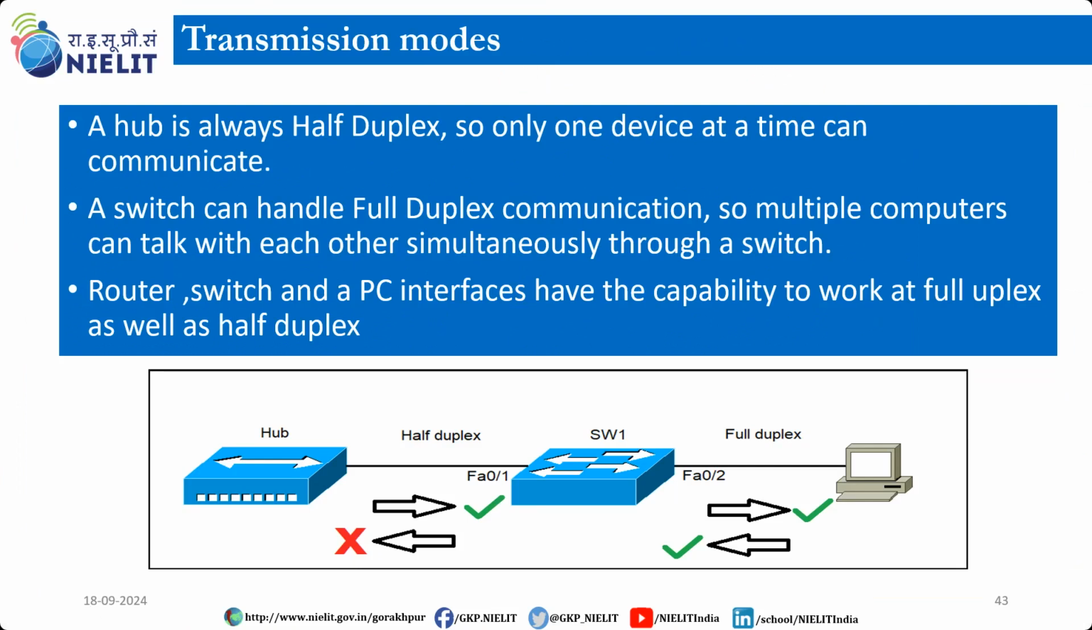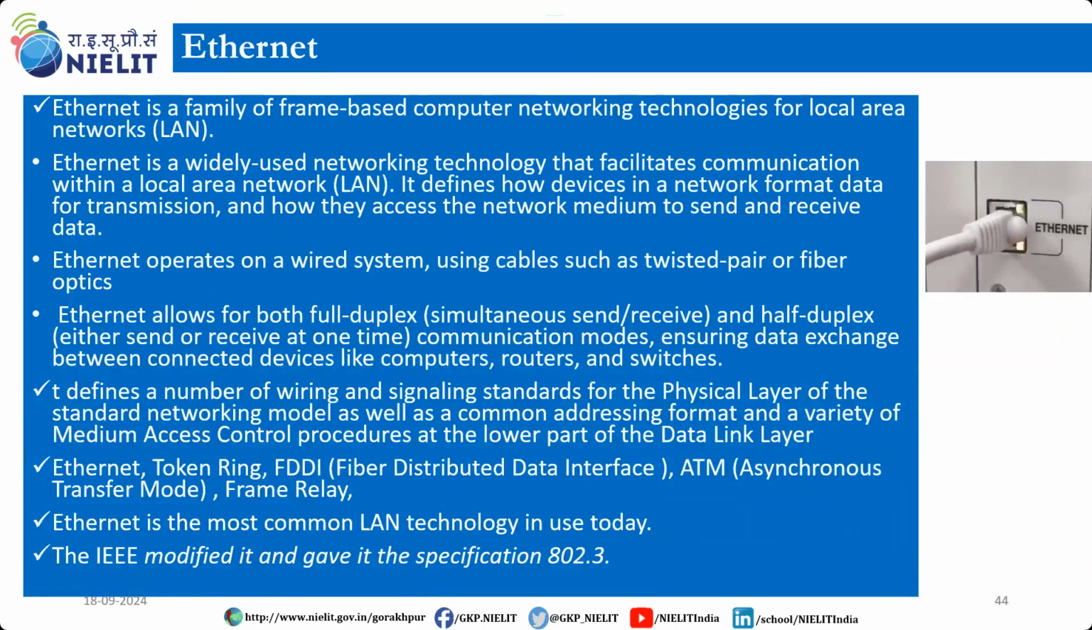For example, TCP protocol, transmission control protocol, operates at full duplex mode, but UDP protocol operates in half duplex. So it depends on different scenarios also. Now coming to Ethernet, because we are talking about the LAN technology, we are describing the LAN, WAN. So the most common network technology is Ethernet or local area network.